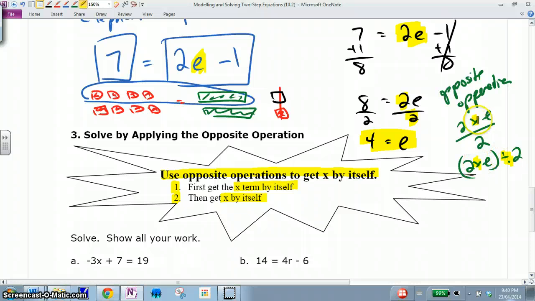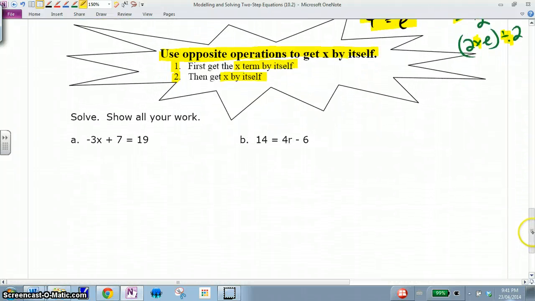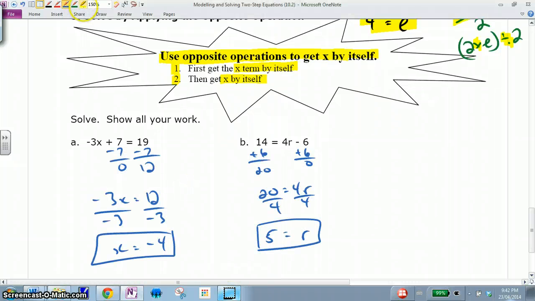That was what we learned in the first section, and now we're moving on to use those opposite operations in two-step equations. I'm going to suggest you pause here and try the last two, make sure you can do them, and then I'll show you the solutions in a moment, okay? Check them out. Okay, here's the solutions on the bottom if you're just checking.